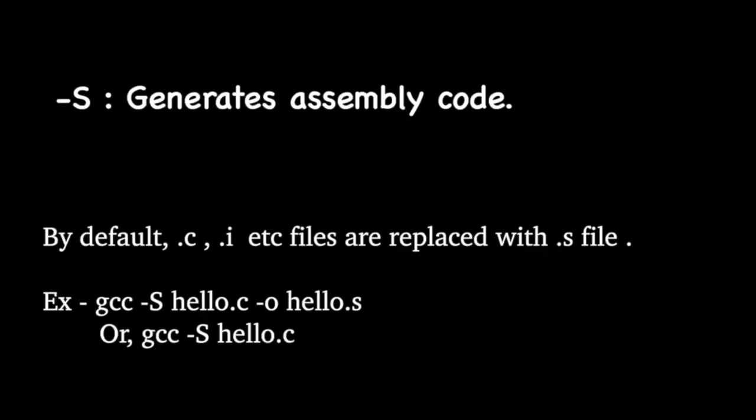Now we'll see the gcc command option -S. It will generate the assembly code. The compiler will take the .i file and generate the .s file. So if we want to stop at this stage, we can choose the -S option. gcc -S hello.c and the output file will be stored in hello.s. By default also it will generate hello.s only. If we don't give -o hello.s, it will still generate the hello.s file.